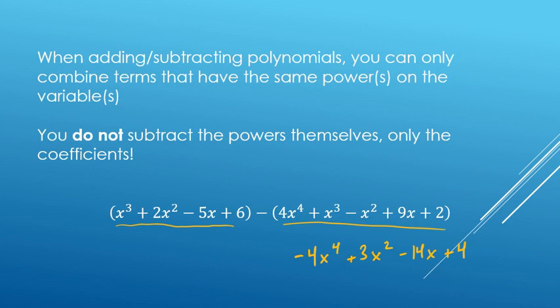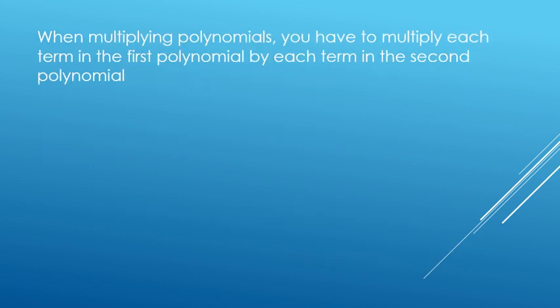So that should just be pretty straightforward. Shouldn't really be much of anything new here. Again, this is just a quick recap of adding and subtracting polynomials. Big thing is you can only combine terms that have the same power of x, and when you combine them, you do not add or subtract the exponents. You only add or subtract the coefficients on those guys.